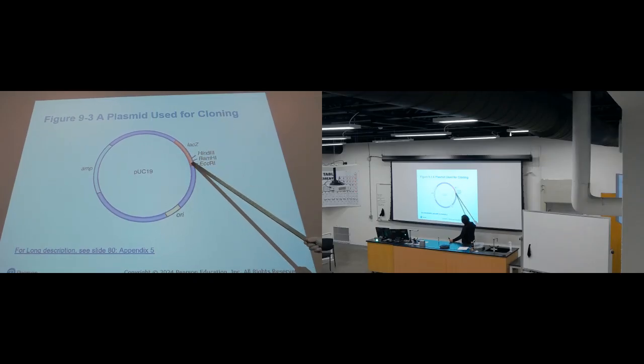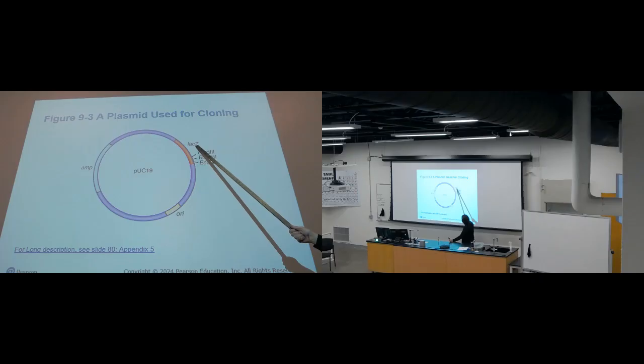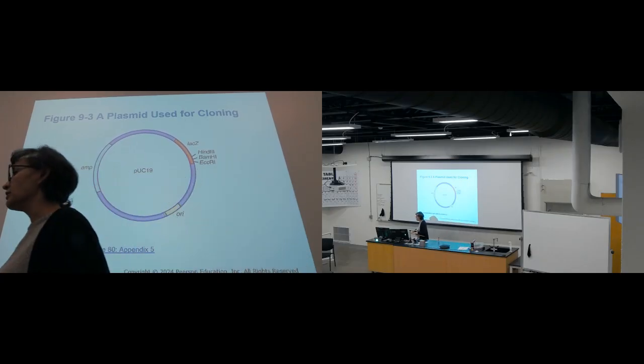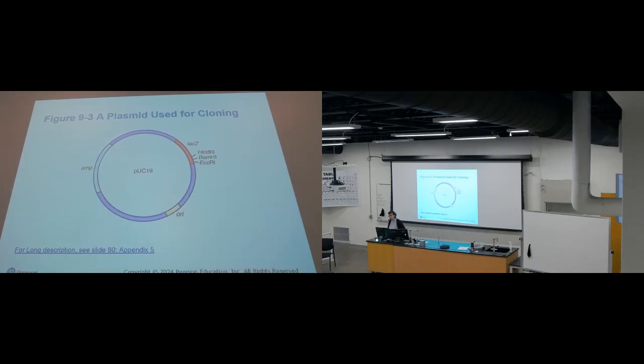And then in this area, we have a cassette of genes in which you have the lacZ gene that codes for the galactosidase enzyme that can break down galactose. And then we have restriction enzyme sites for HindIII, BamH1, and EcoR1. So then you have options when it comes to using certain restriction enzymes.